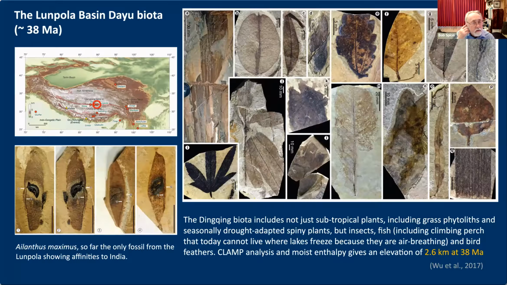Well, within the Lumpula, we also have a wonderful array of fossil leaves and seeds. And here is a seed of Ailanthus, which is one of the very few taxa which has affinities to India. Most of the taxa we find in Eocene central Tibet have relatives elsewhere in the Northern Hemisphere, but not India. There are a few like Ailanthus, but they're not common. Well, we can use CLAMP again on the woody dicot leaves, and what we then find is that at 38 million years, the elevation had risen from 1.5 kilometers to 2.6 kilometers.